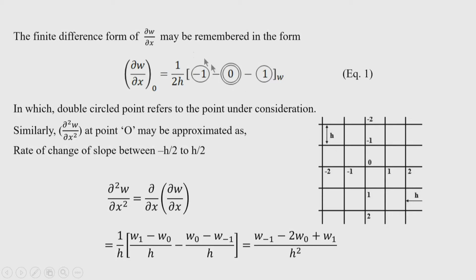So, I will place this stencil, this is called stencil, if I place this at O, then I will get the right hand side deflection value to be multiplied by 1 and the left hand side deflection value to be multiplied by -1. So, these are summed up and divided by 2h, then I will get the slope. Okay. So, the double circle refers to the point under consideration, that is we call it the node point.